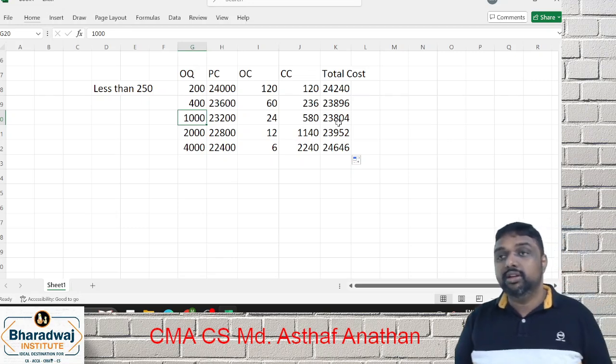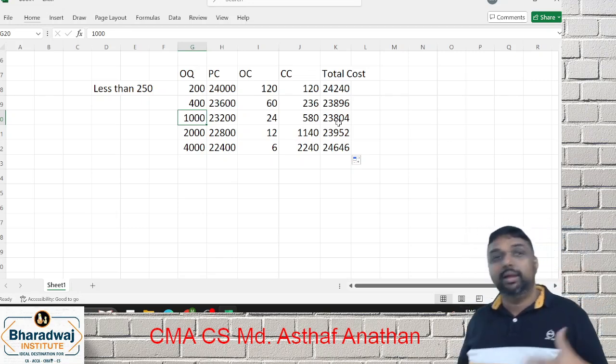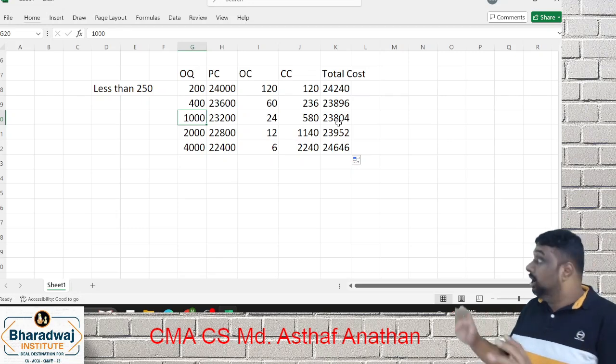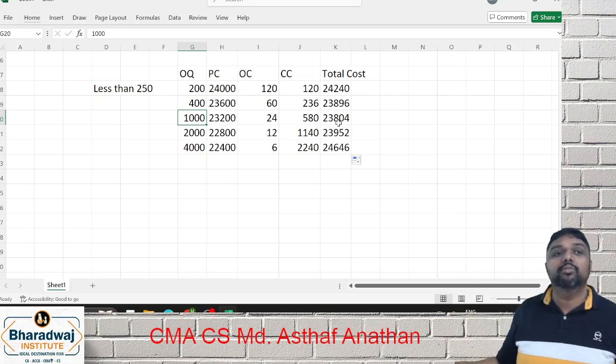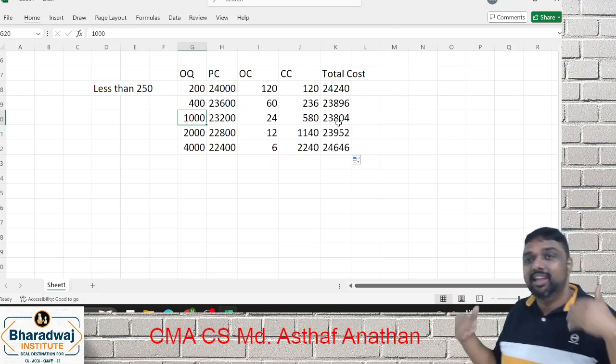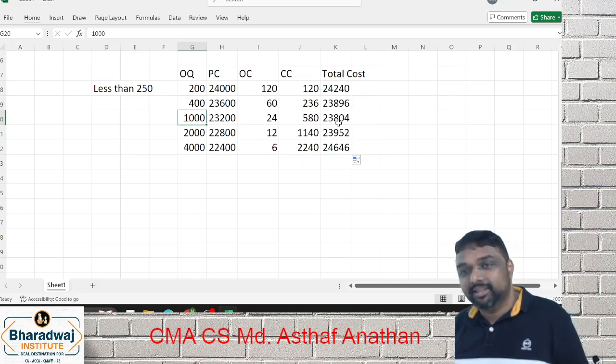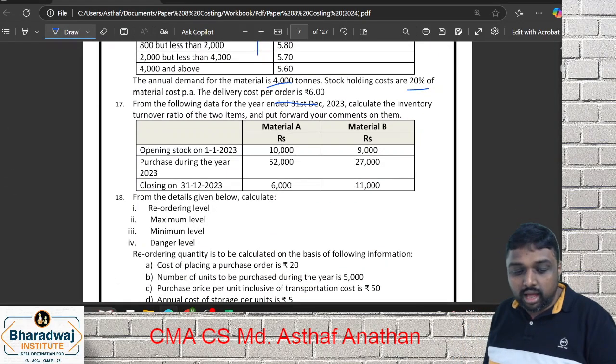Do you understand, my dear friends? It depends; in the classroom, we may take different numbers. The point is which option has the lower cost. Once your calculation is ready, you get the full marks. So this is how we have to approach the EOQ.